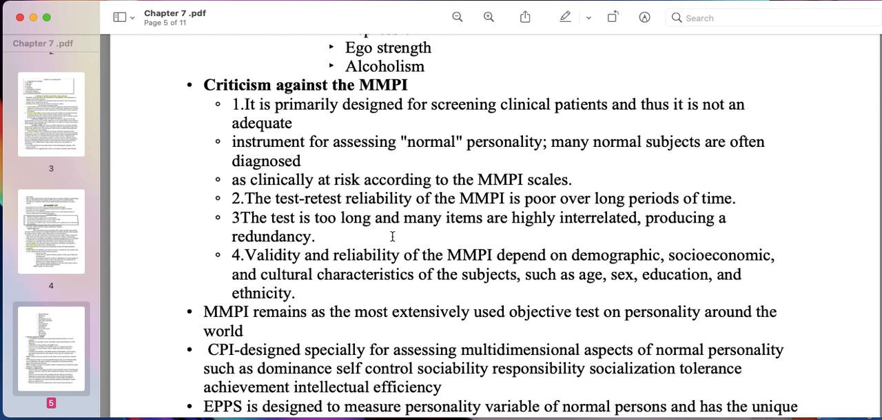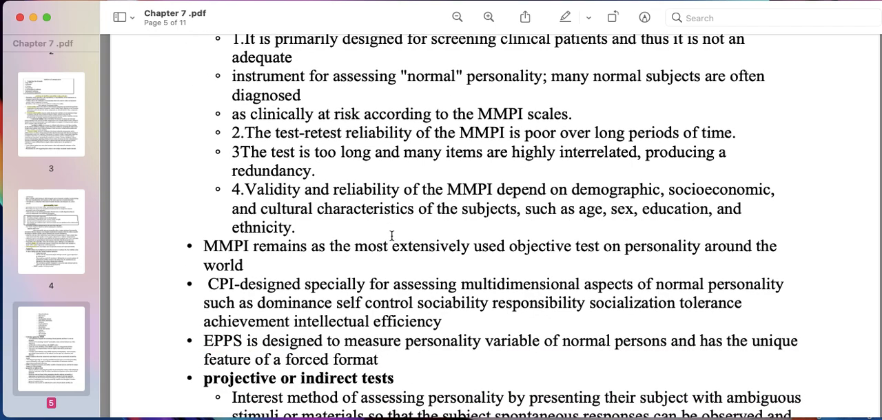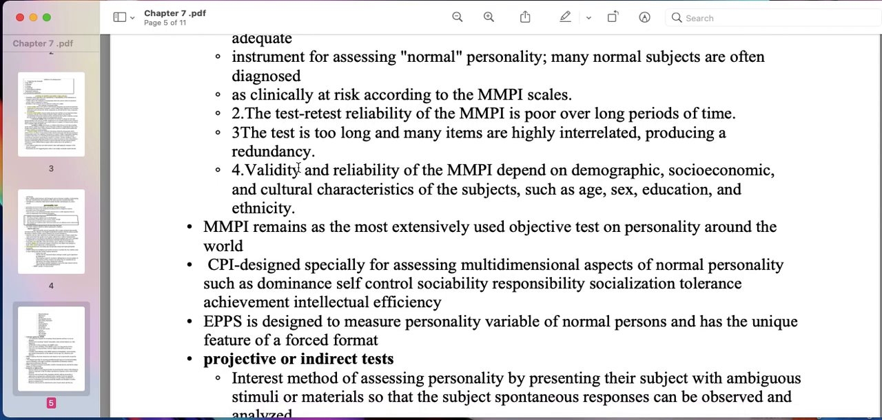And then these were the criticisms against the MMPI. The first one is that it's primarily designed for screening clinical patients, and thus is not adequate for assessing normal personality. Many normal subjects are often diagnosed as clinically at risk according to the MMPI. The retest reliability for the MMPI is poor over a long period of time. The test is too long and many items are highly interrelated, producing a redundancy. So it just repeats itself a lot, even though it has many questions.